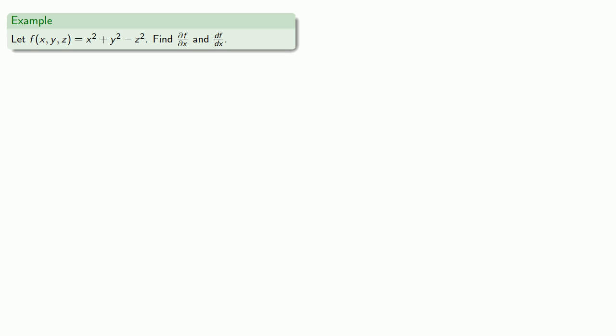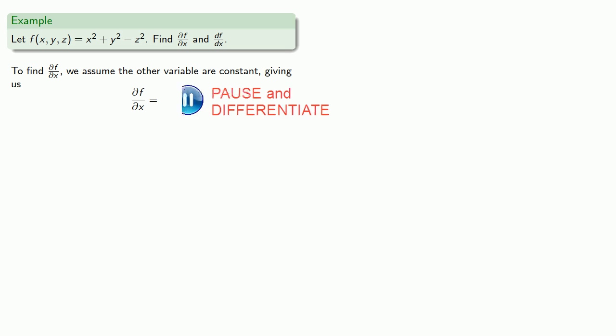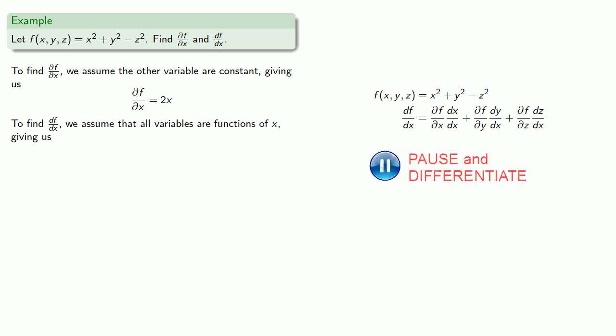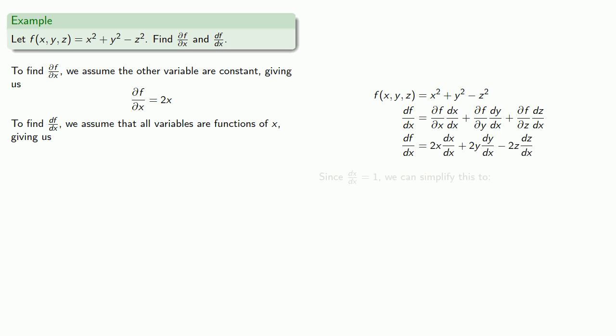So it's important to distinguish between the notation. So let f of x, y, z be this function of three variables. Let's find the partial of f with respect to x and df dx. So to find the partial of f with respect to x, we assume the other variables are constant, which gives us the following. To find df dx, we assume that all variables are functions of x. And so we'll take the partial with respect to each of x, y, and z, and then multiply by the derivative of each with respect to x. We'll fill in those partial derivatives. And again, since dx dx is equal to 1, we can simplify this to get our derivative with respect to x.